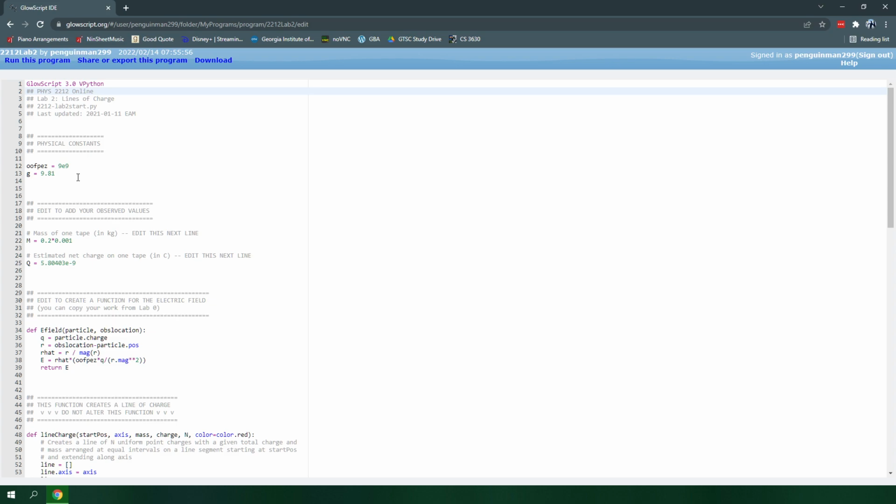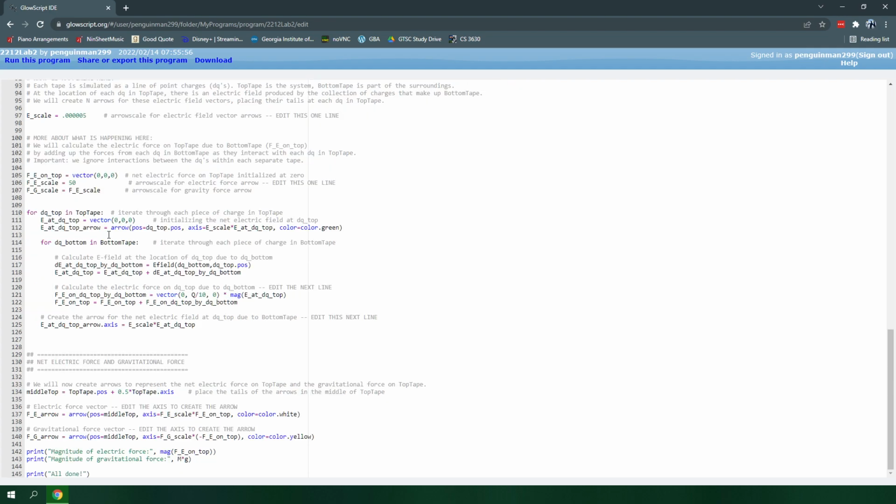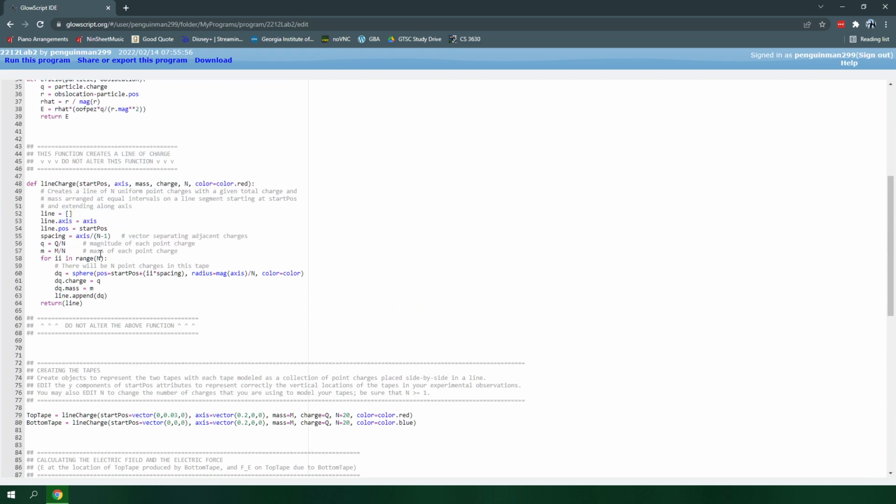Now, even though this model is much more accurate than the model from the previous lab, since we didn't treat the charge of the tape as a point charge, there were still some assumptions that had to be made about the experiment in order to model it like this.